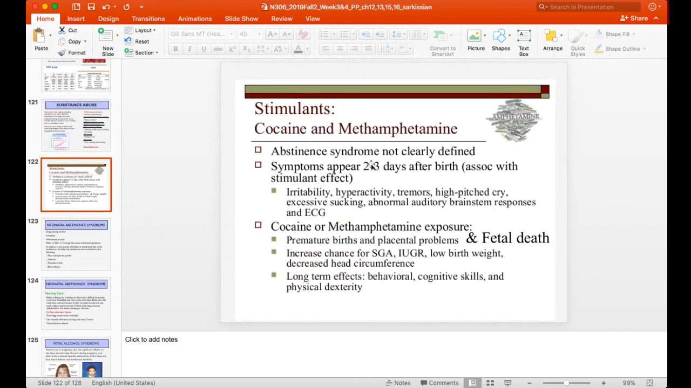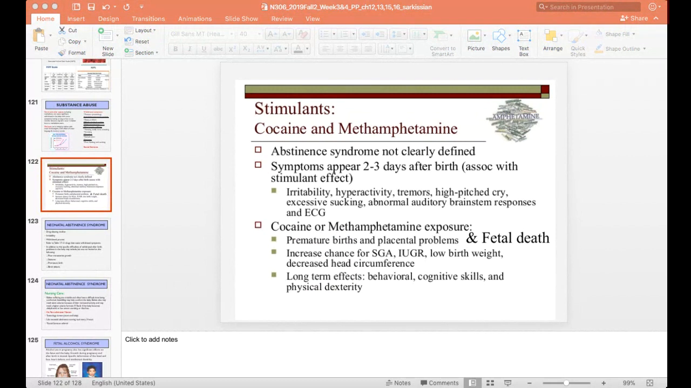Okay, so abstinence syndrome, not clearly defined, but symptoms appear about 2 to 3 days after birth. Okay, and it's associated with stimulant effects, right? Again, irritability, hyperactivity, tremors, high-pitched cry, excessive sucking, abnormal auditory brainstem responses, and ECG. For cocaine and methamphetamine exposure, these babies are at risk for premature birth, and placental problems are what you're going to see, and even fetal death.